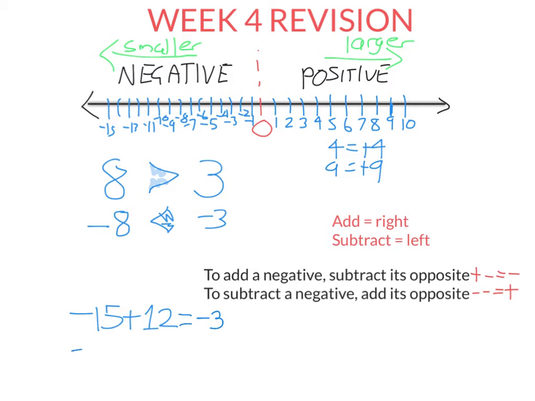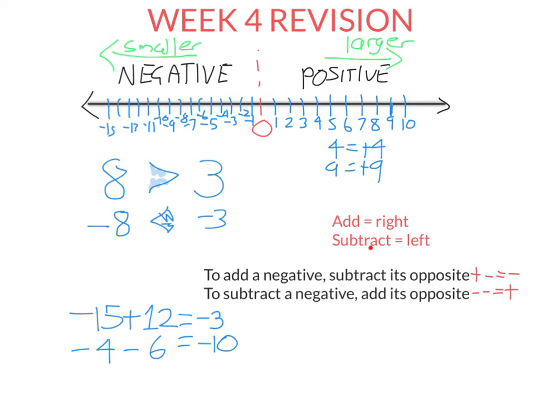If I had something like -4 minus 6, well, I would start at -4, but now because I'm subtracting, I go to the left. I start at -4 and I go 6 to the left. 1, 2, 3, 4, 5, 6. I end up at -10. So -4 minus 6 is -10.